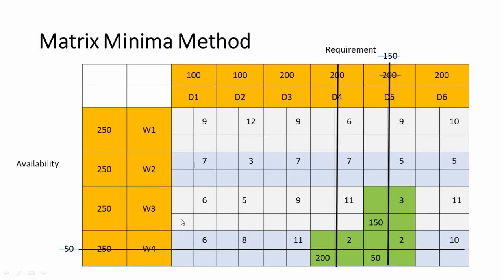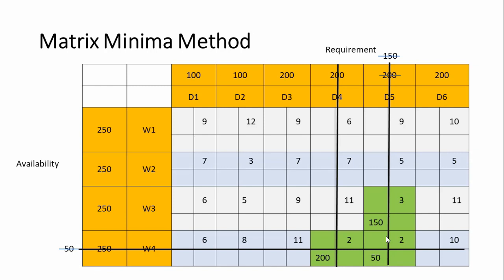So the next minimum cell is 3. Again, for that, 150 units are shipped from W3 to D5. The total requirement at D5 is 200. Therefore, 150 plus 50 is 200. So it satisfies the requirement, hence we delete the column D5.